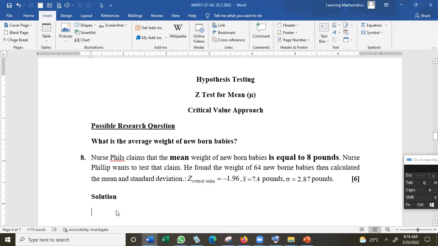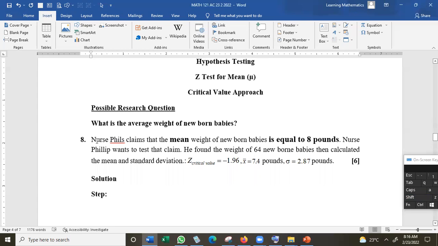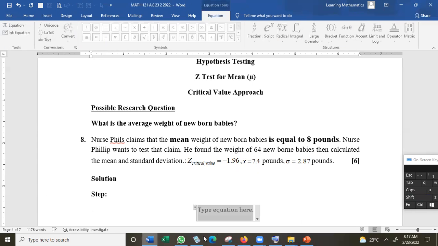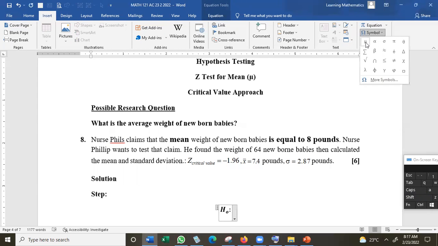All right. So step number one, as we know, is always to state a pair of hypotheses, but we have to convert that hypothesis into symbolic form. The keywords there are mean and is equal to. So we can begin converting to symbolic form, stating the pair of hypotheses. So you have the H0 and the symbol for mean. Go to insert symbol for mean, and we have to put a symbol there and 8 pounds.